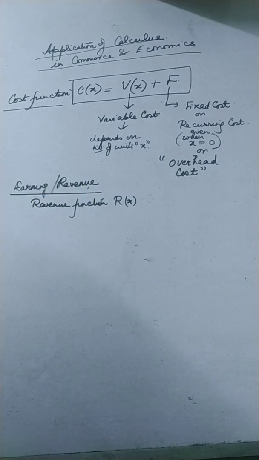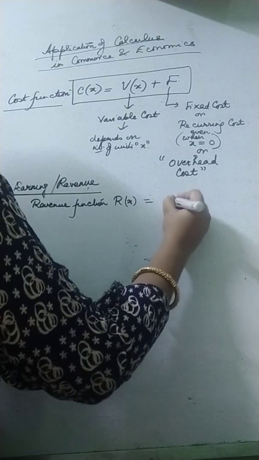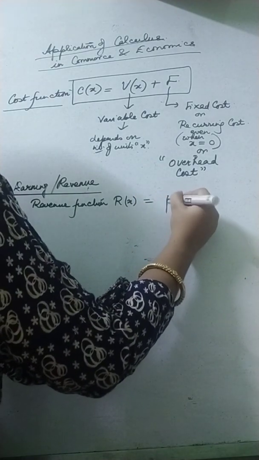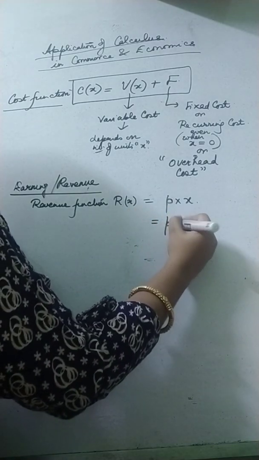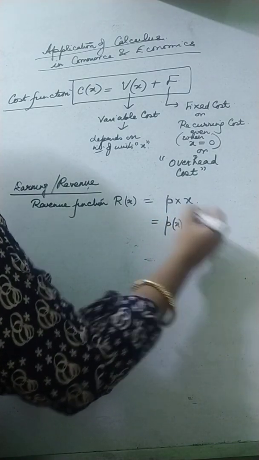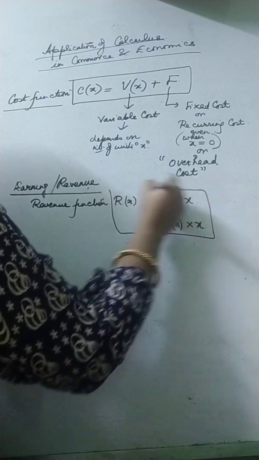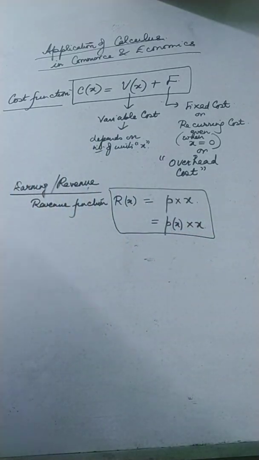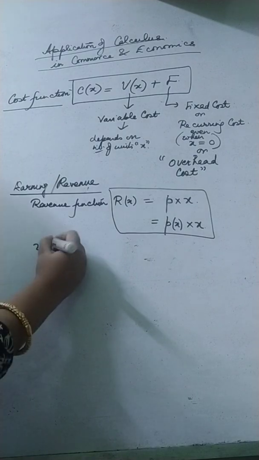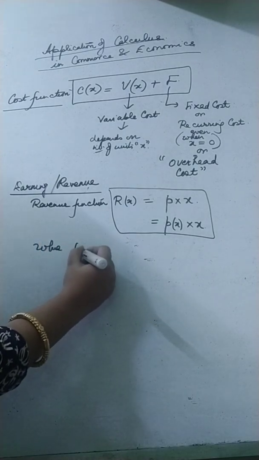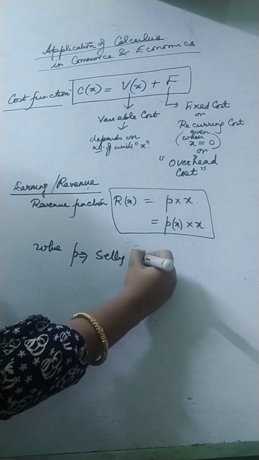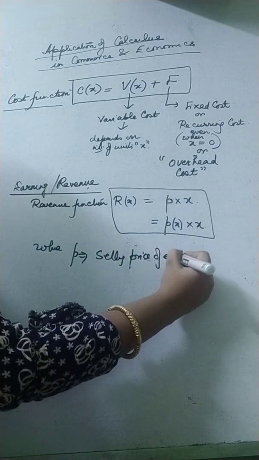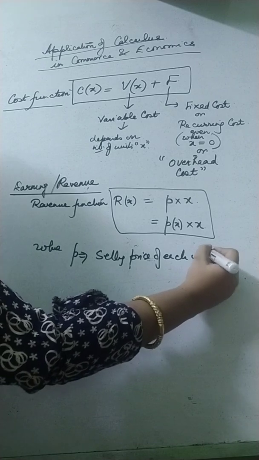Revenue function R(x), which is given by P into X, or simply P(x) into X. Now what is this? What is P? X, you know, is the number of units. What is P? In the first case, P implies the selling price of each unit that you are manufacturing and selling in the market.